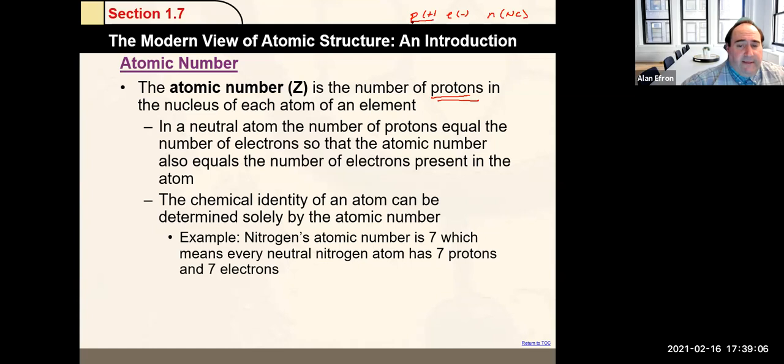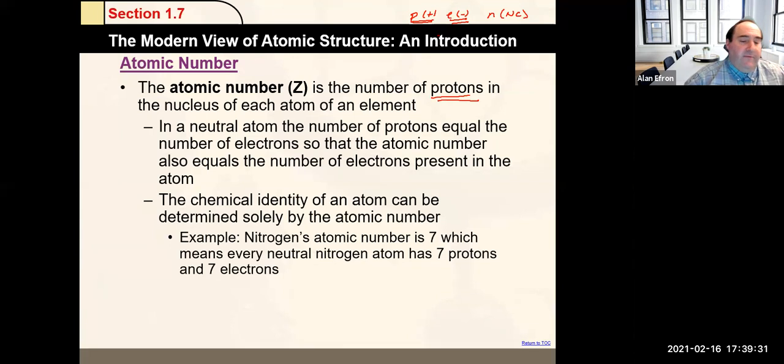If we have something that's neutral, that means all the positives and all the negatives should equal each other, which means if you have something that does not have a charge, the number of protons will also equal the number of electrons, so that all the positives and all the negatives balance each other out. The actual identity of an atom can be determined by the atomic number.